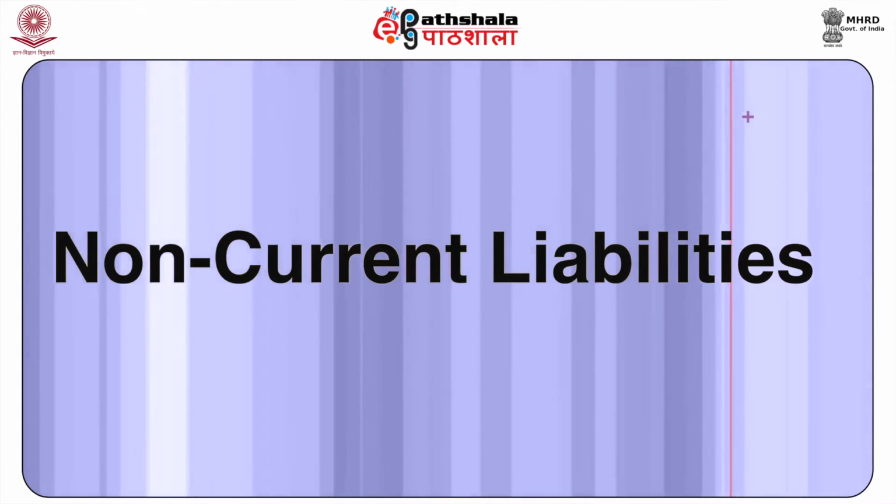The examples of current liabilities are creditors, bills payable, outstanding salaries, short-term borrowings, that part of long-term borrowings which is to be settled within 12 months, etc. Now let's come to non-current liabilities. All liabilities other than the current are called non-current liabilities. The examples of non-current liabilities are long-term borrowings, term loans, etc.